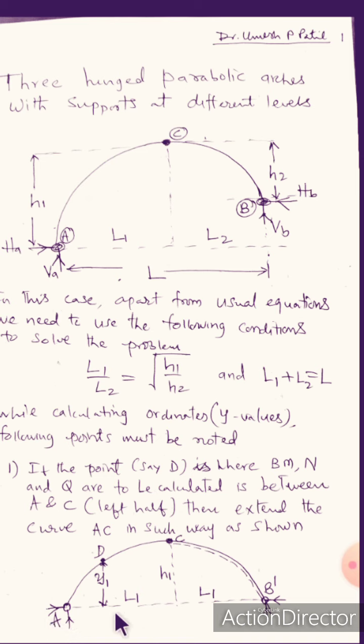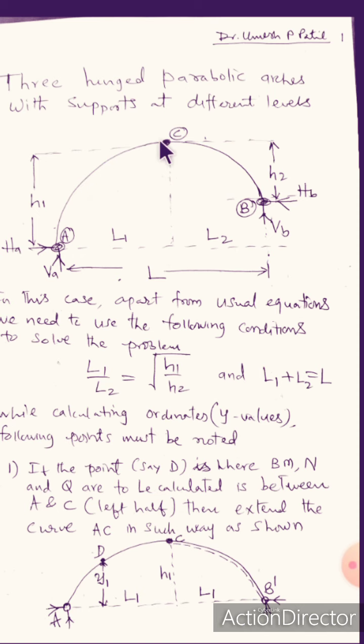So whenever you want to calculate the vertical ordinate at any point within AC, this curve has to be used. For example, I want to calculate Y1 for the point D, which is in between A and C. I have to draw this curve first, so that this is L1, this is also L1, this is H1. Now I am in a position to apply the usual formula, whatever we have used in the case of parabolic arches, to find the ordinate.